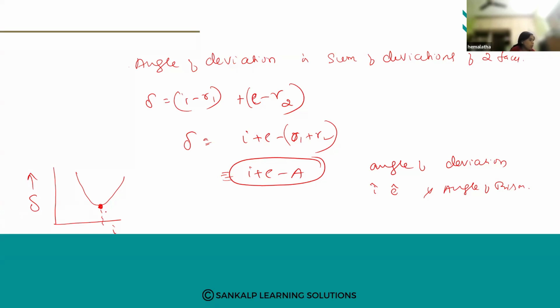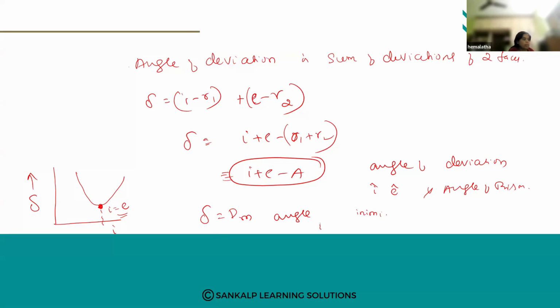If we do it like this, then what happens? At this minimum position, what happens? I is equal to E. So the angle of emergence and the angle of incidence become the same. At that position, it reverses its direction. At that position, delta is termed as dm, that is the angle of minimum deviation.